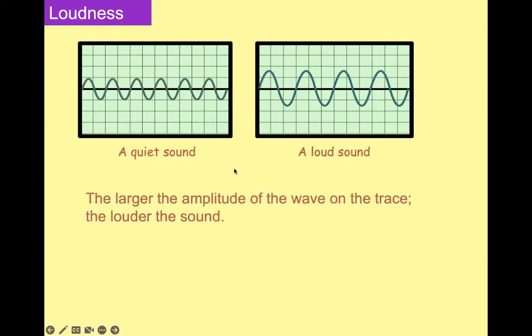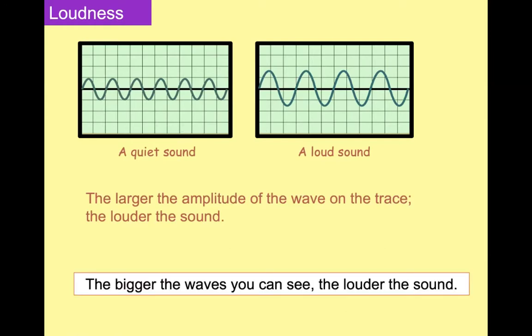The larger the amplitude of the waves on the trace, the louder the sound. So in summary, the bigger the wave you see, the louder the sound. All right, and the more waves you see, the higher the pitch or frequency.